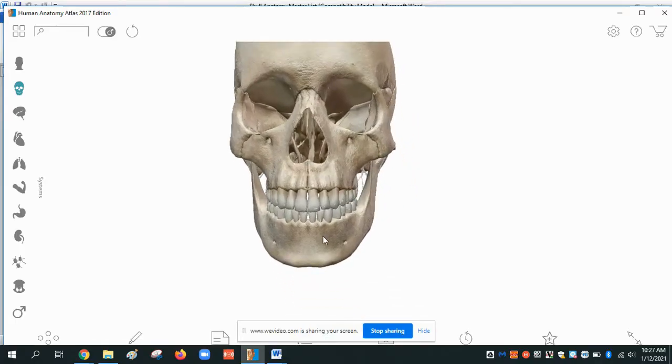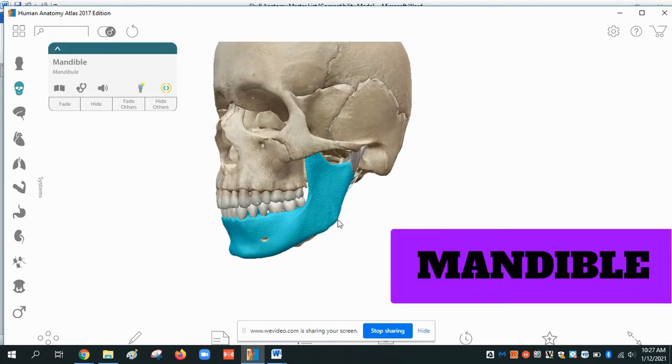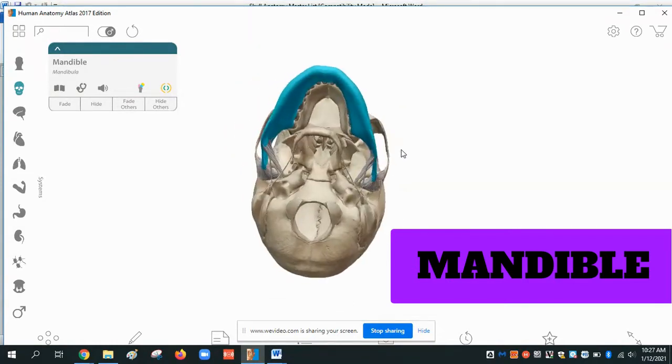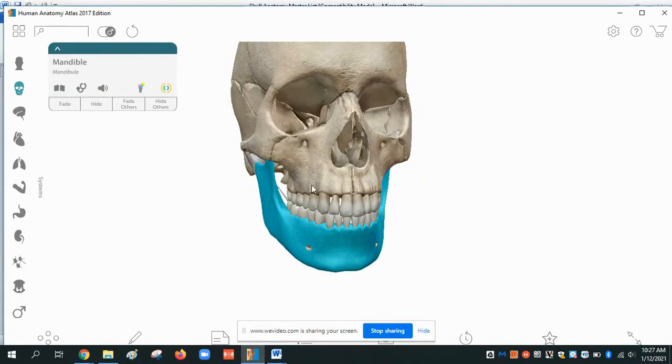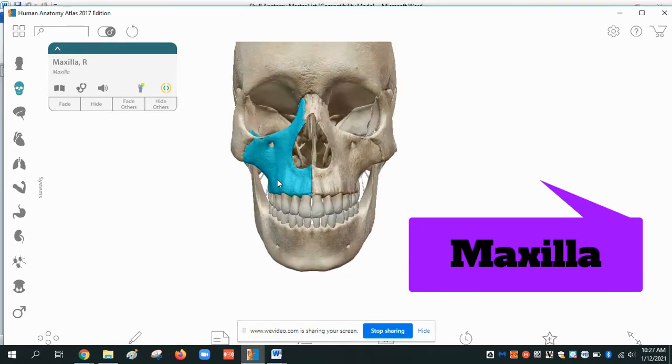One of the most notable facial bones is the lower jaw, and that is called the mandible. So mandible is lower jaw. Sometimes you see it from the bottom, but not often. The upper jaw, and I'm calling it that because it's got the teeth in it, is the maxilla. So there's two of those, one mandible, and then you have maxilla on the right and left.